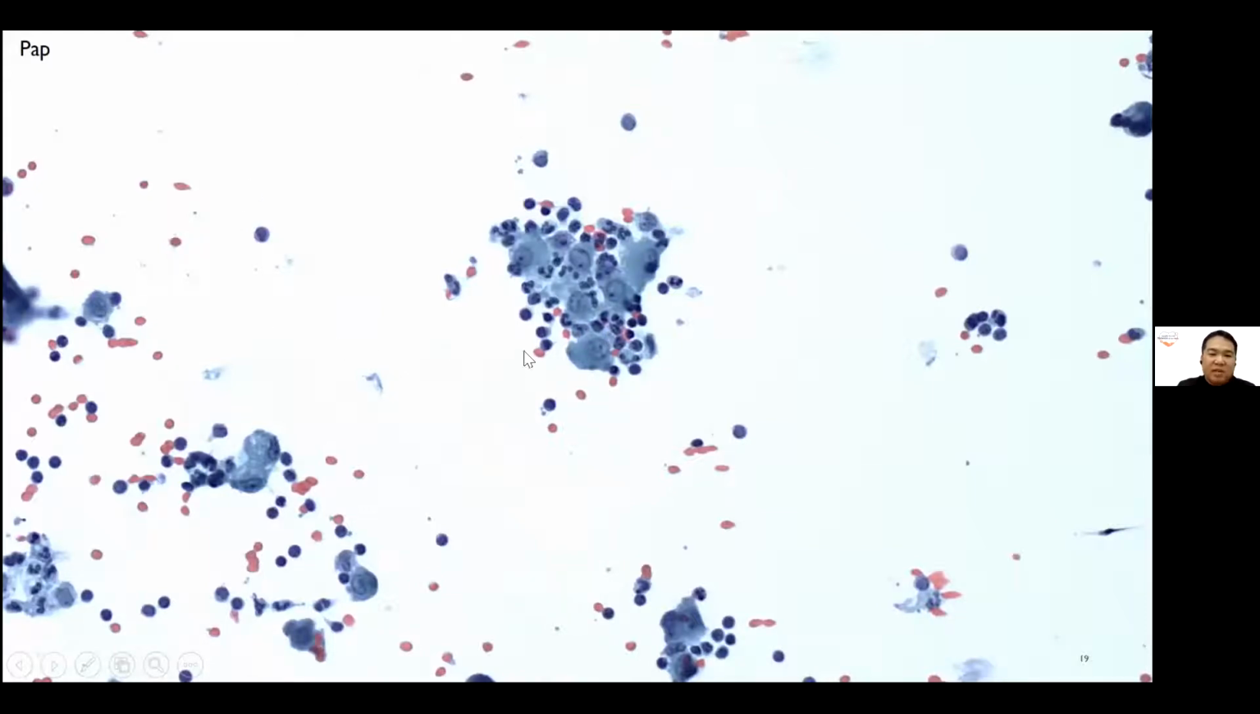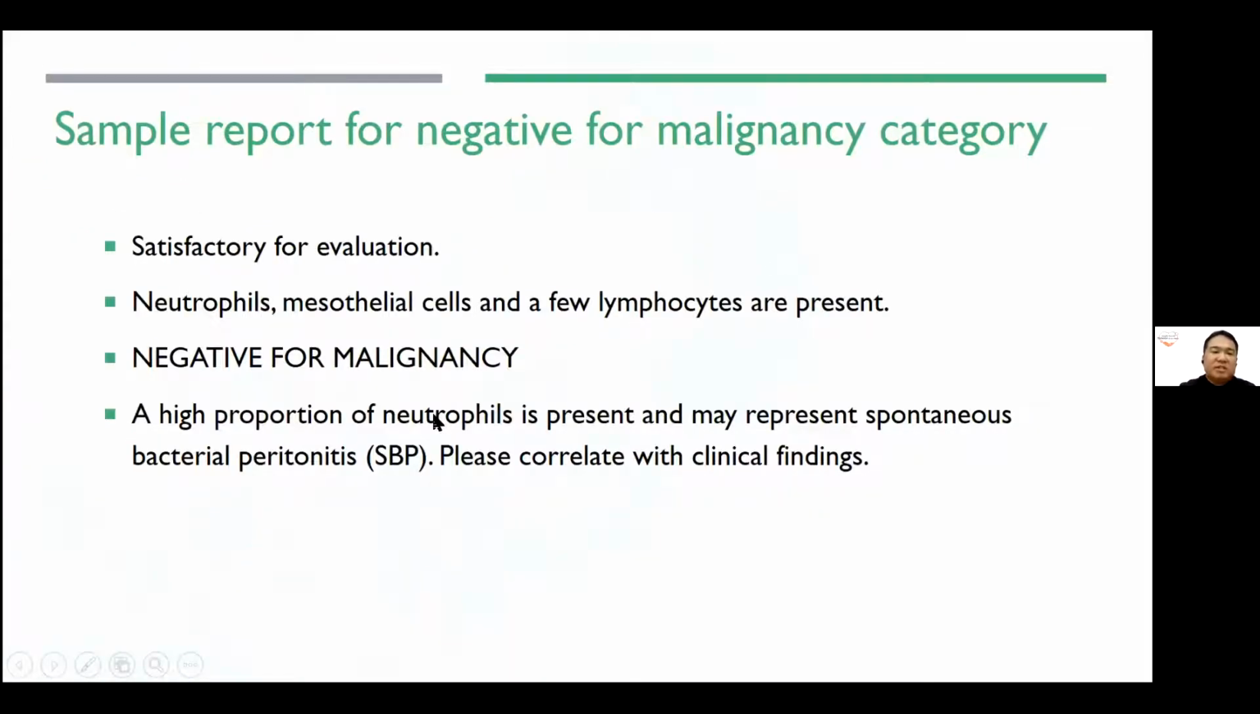And in the Pap stain, you can see, yes, this is characteristic of mesothelial cells, and the atypia is very minimal. The neutrophilic infiltration correlates with the Giemsa stain, and the lymphocytes have a mild infiltrate without remarkable lymphoid atypia. So how do we report this kind of ascites? We first mention the adequacy and the quality: it is satisfactory for evaluation, good. The sample is mostly neutrophils, mesothelial cells, and lymphocyte infiltration, and we decide to classify it as negative for malignancy.